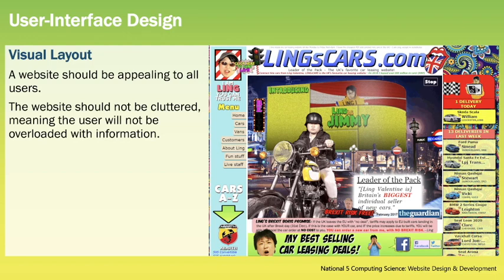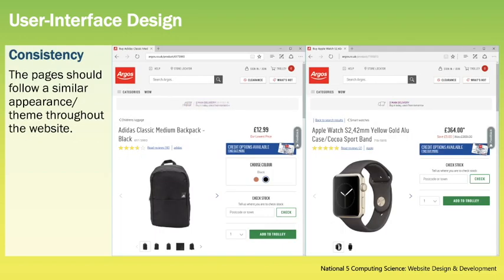We also want to make sure there's consistency across our website, ensuring that all the pages on our website follow a similar theme. For example, here we've got two different pages from Argos, but they follow a similar layout. There is the name of the product, the product ID, and the star rating, and that's replicated on both pages. If I want to add the item to my trolley, I do that on the right hand side at the bottom. By ensuring consistency within your website, it will make your users and visitors more comfortable.